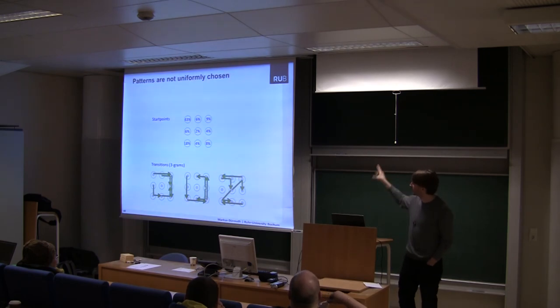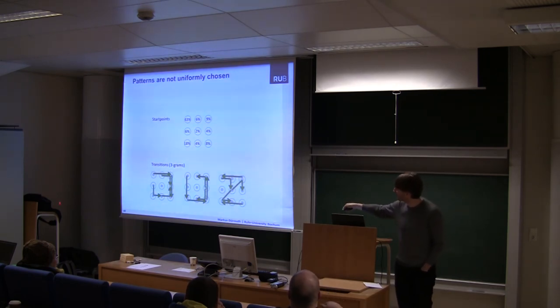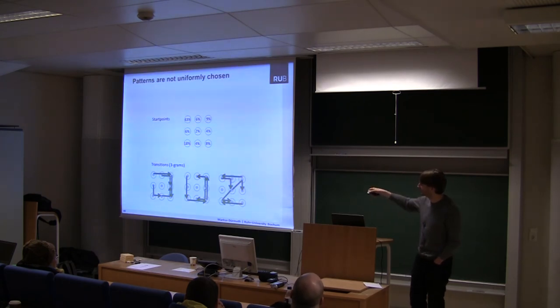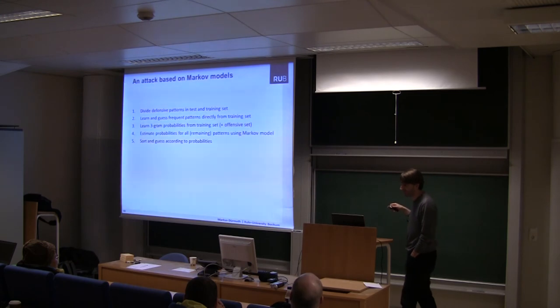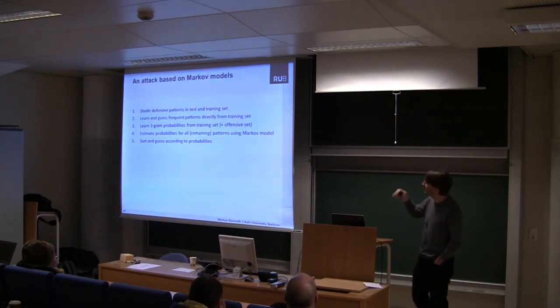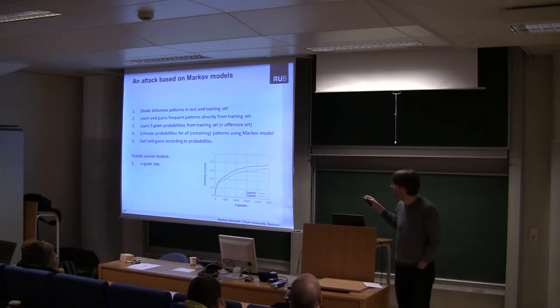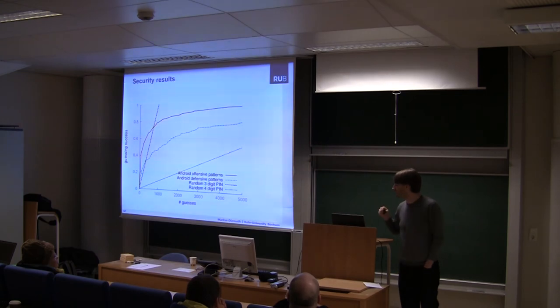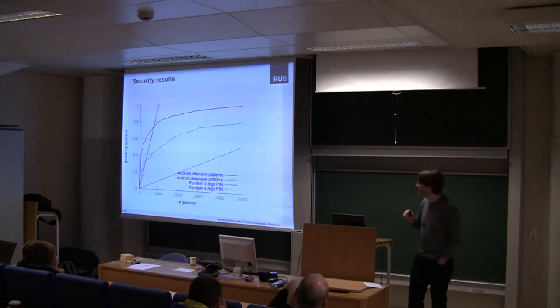The transitions are mostly on the outer side of the rectangle. Only a few go in the middle. Those are the most frequent 15 3-grams, so 3 consecutive points. Then we used Markov models to model an attack based on the limited training data that we had. Tested a couple of parameters, and that's the first interesting slide.